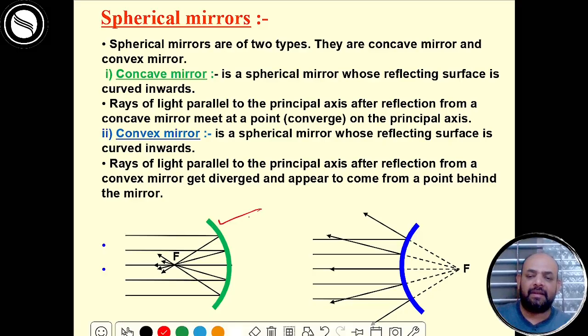This concave mirror is a converging mirror, the convex mirror is a diverging mirror, and all the parallel rays will meet at a certain point after reflection, or will appear to meet at a certain point. Here, these points are known as focus. Okay, so these are the two properties of a spherical mirror.